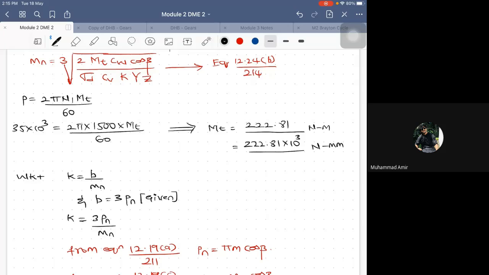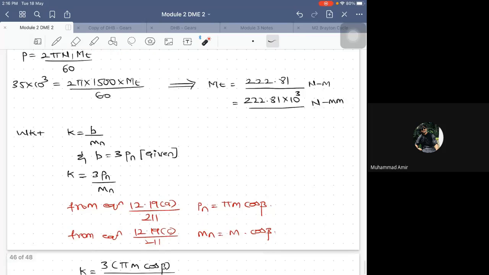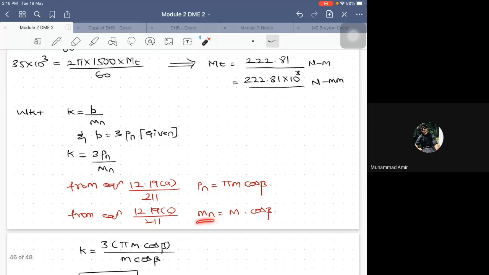Now, you know that K is equal to B by Mn. Here it is clearly mentioned that B is equal to 3 times Pn, which is given in the problem. Just substitute back here: in the place of B, substitute 3 times Pn. Now, all of you go to equation number 12.19a, where it says Pn is equal to pi m cos beta. It is on page number 211. And Mn is equal to m cos beta.